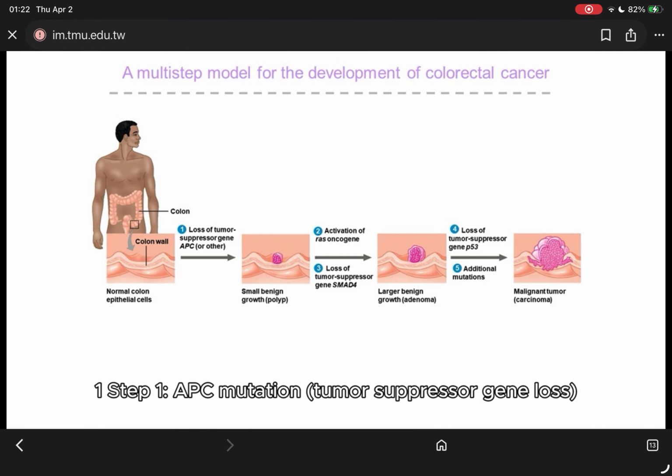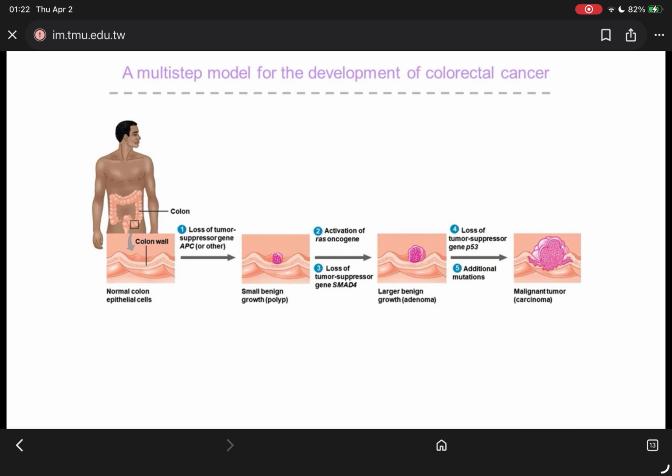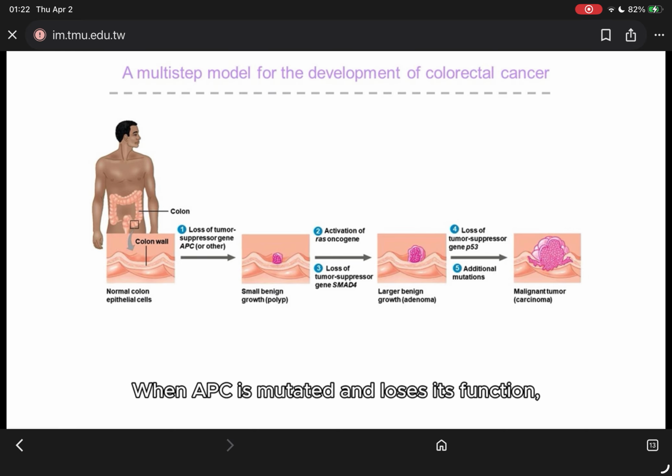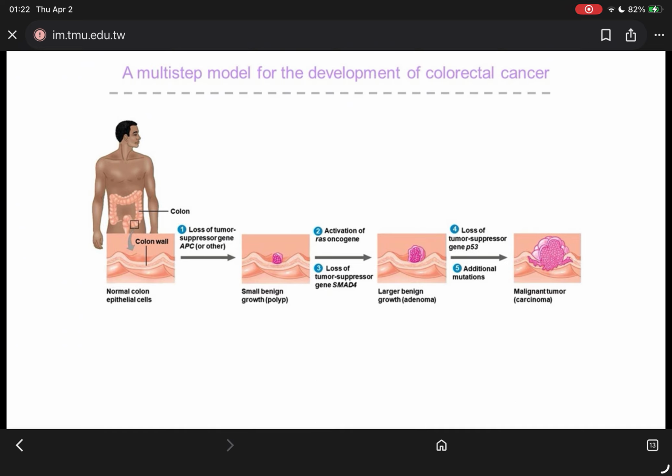Step 1, APC mutation, tumor suppressor gene loss. The APC gene normally suppresses the WNT signaling pathway, preventing uncontrolled proliferation. When APC is mutated and loses its function, WNT signaling becomes hyperactive. As a result, epithelial cells begin to proliferate abnormally, giving rise to a small benign adenoma, polyp.